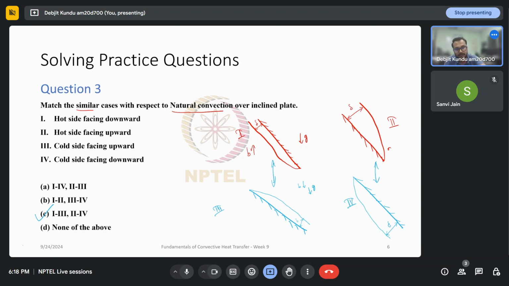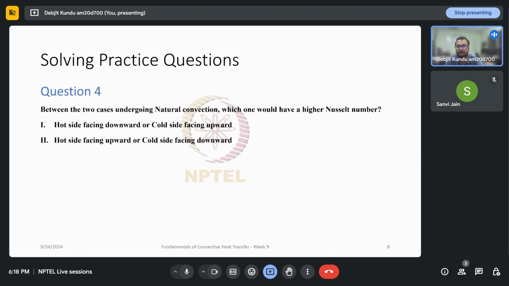Okay. So moving on, we'll move on to question number 4 now, which is asking us that between two cases undergoing natural convection, which one would have a higher Nusselt number?